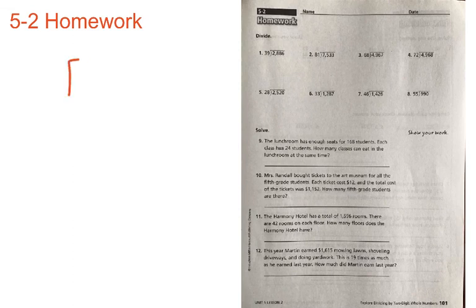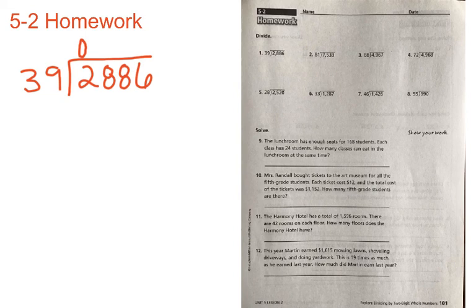We have the number 2,886, and we are dividing that by 39. So we have to ask ourselves, how many times can 39 go into 2? Well, that's 0 because it's larger. How many times can 39 go into 28? Well, that's 0 as well because 28 is smaller than 39. We have to ask ourselves, how many times can 39 go into 288?